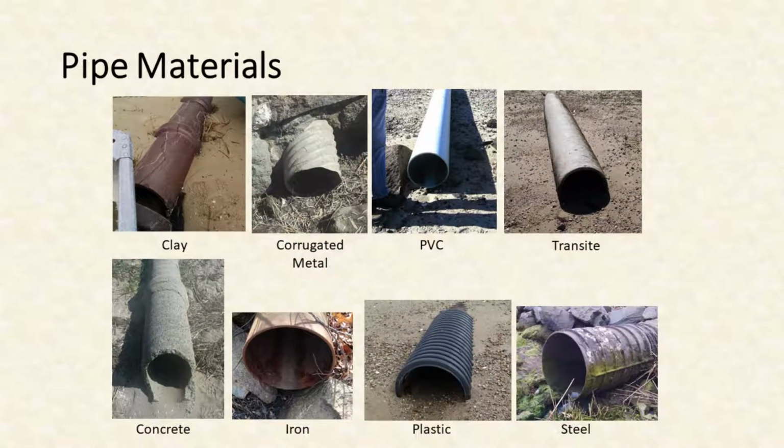Stormwater pipes are constructed of many different materials and sizes. Typical sizes range from 4 to 36 inches. However, larger pipes may be observed. Materials used in stormwater pipes include clay, corrugated galvanized metal, PVC, transite, which is an asbestos cement, concrete, cast iron, ductile iron, plastic, or steel.